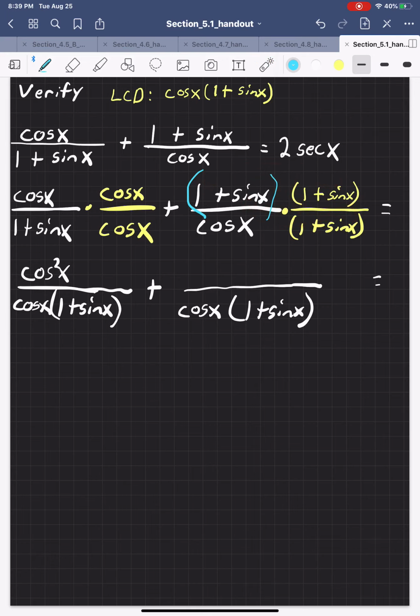So 1 times 1 is 1, and then 1 times sine plus 1 times sine. I want to make sure I don't skip a step, and I don't want you to get confused. Does it make sense to you that 1 times sine is just sine, and then sine times 1 is just sine? So when you combine them, you'll have 2 sine of x.